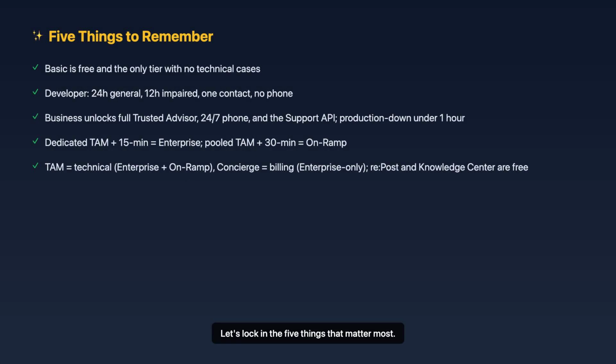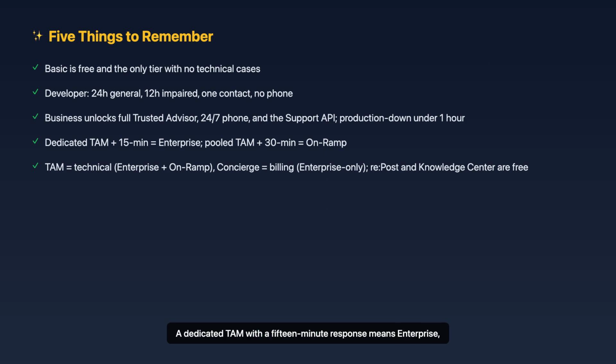Let's lock in the 5 things that matter most. Basic is free, and it's the only tier with no technical cases. Developer gives you 24-hour general guidance and 12-hour system impaired, 1 contact, and no phone. Business is the unlocked tier, full trusted advisor, 24/7 phone, the support API, and production down under 1 hour.